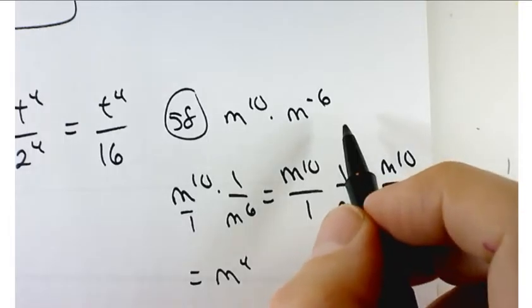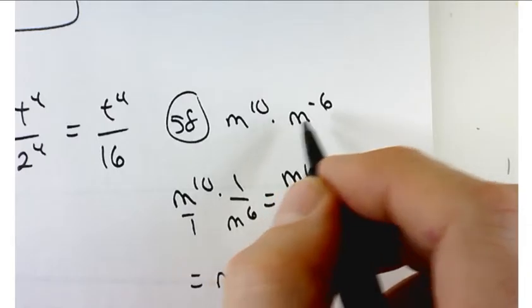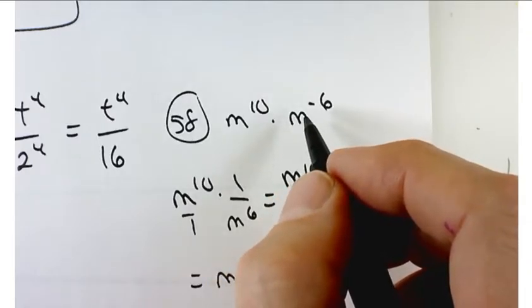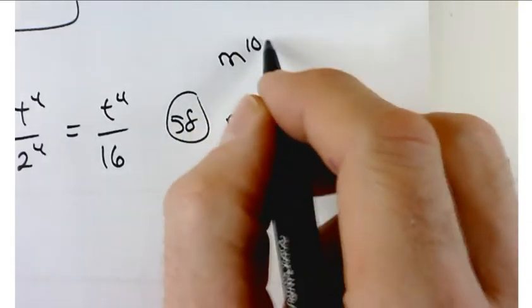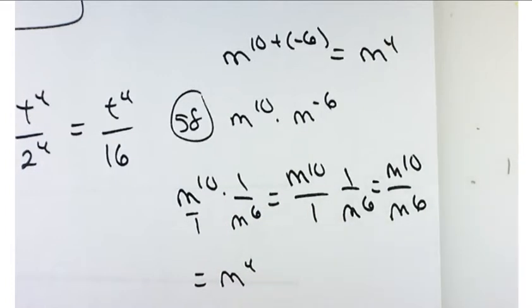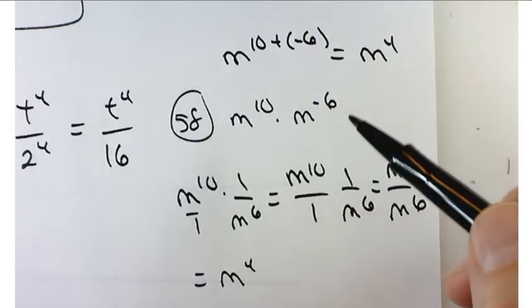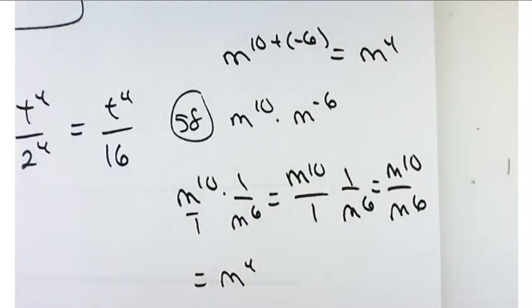But there's another way I could have done that. Back up here, when you multiply things with the same base, what happens with their exponents? Add them. So what's 10 plus negative 6? M to the 4th. I like that. The one thing that's tricky in working with exponents is that there's no order of operations. You don't have to do one thing before another unless you have parentheses, but in general you're kind of free to do it in any order that you want. So pick something that's comfortable to you.